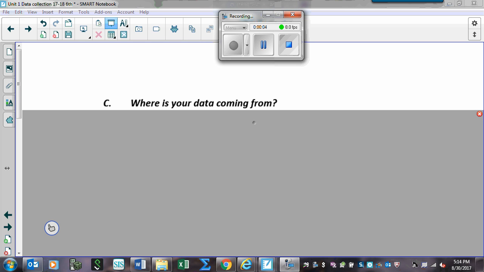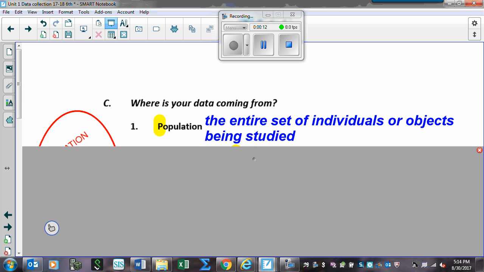So now that we talked about the difference between population and a sample and a statistic and a parameter, we want to talk about where we're getting our data. So, population, that's the entire set of individuals or objects being studied. We said we could define it however we want, but that whole group is what we're studying, the population.